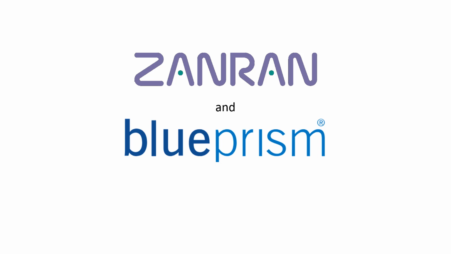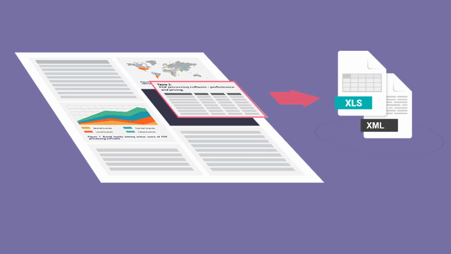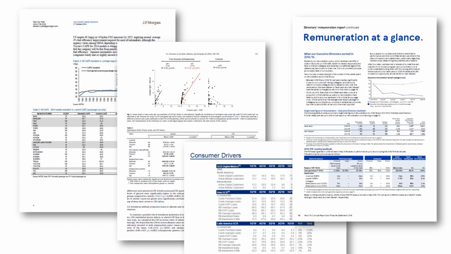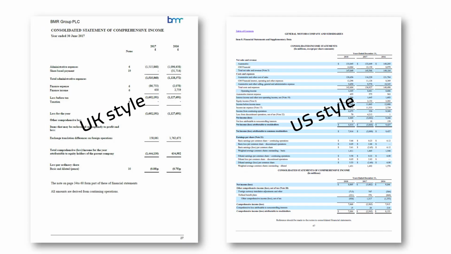Hi, this is an introduction to the Zanran software. We're going to give you an overview of what the software does and how it can be used in a Blue Prism workflow. Zanran's USP is the ability to get tables out of reports. It extracts text and graphics as well, but it's best of breed for table extraction. The sort of reports we're talking about might be financial or scientific or economic. What we're going to focus on today is financial statements, especially annual and quarterly reports.